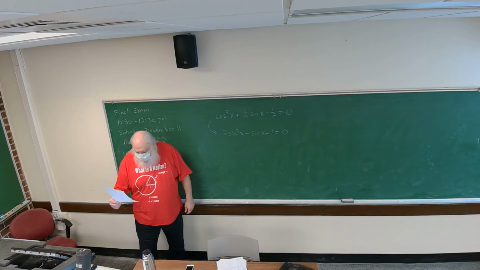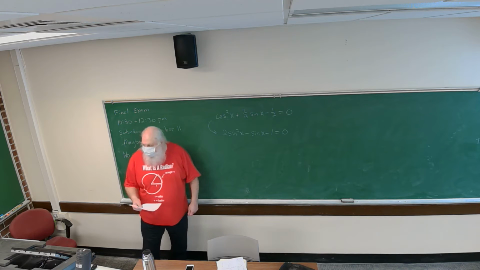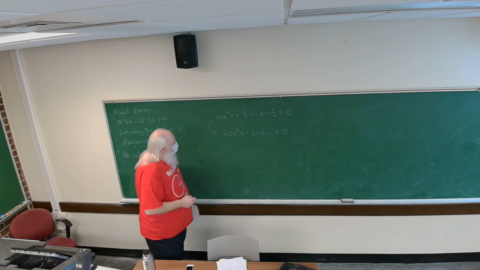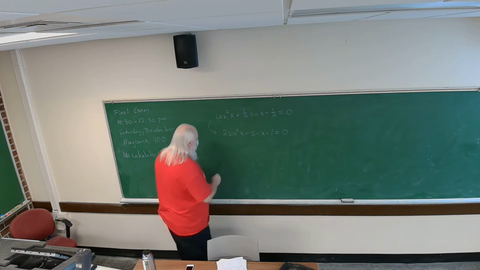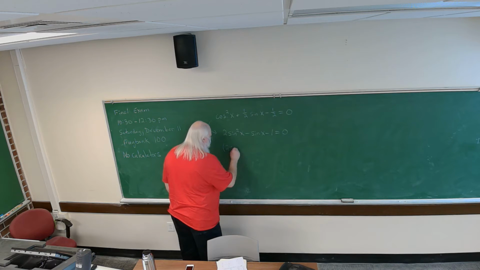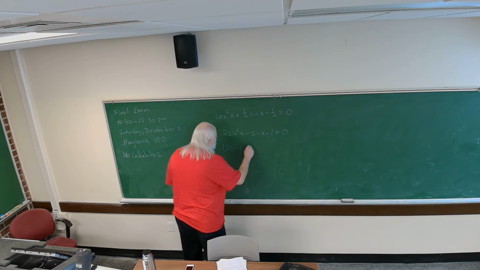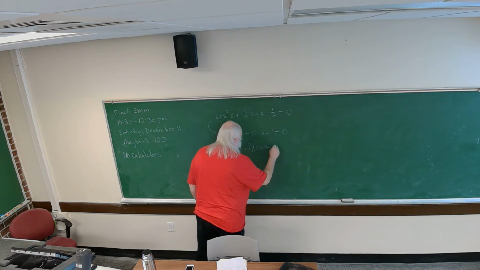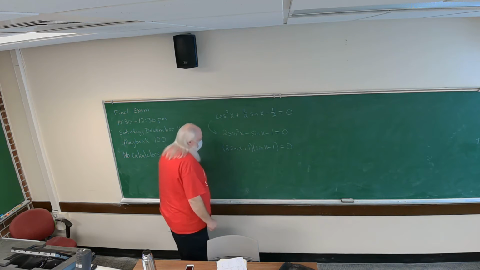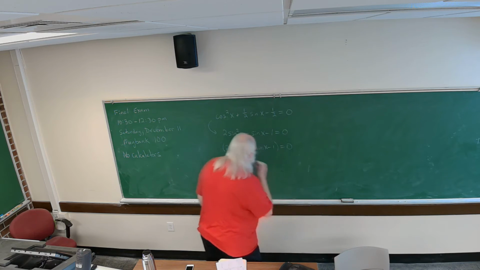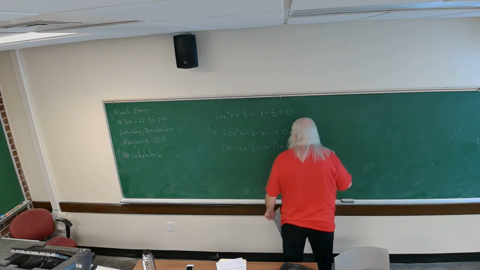Pi over 2, 7 pi over 6, and 11 pi over 6 plus the 2k pi. Yep, that's what I got. So let's see how he came up with that. So this factors. It factors as 2 times the sine of x plus 1 times the sine of x minus 1. And then by the zero product property, either the first factor is 0 or the second factor is equal to 0.